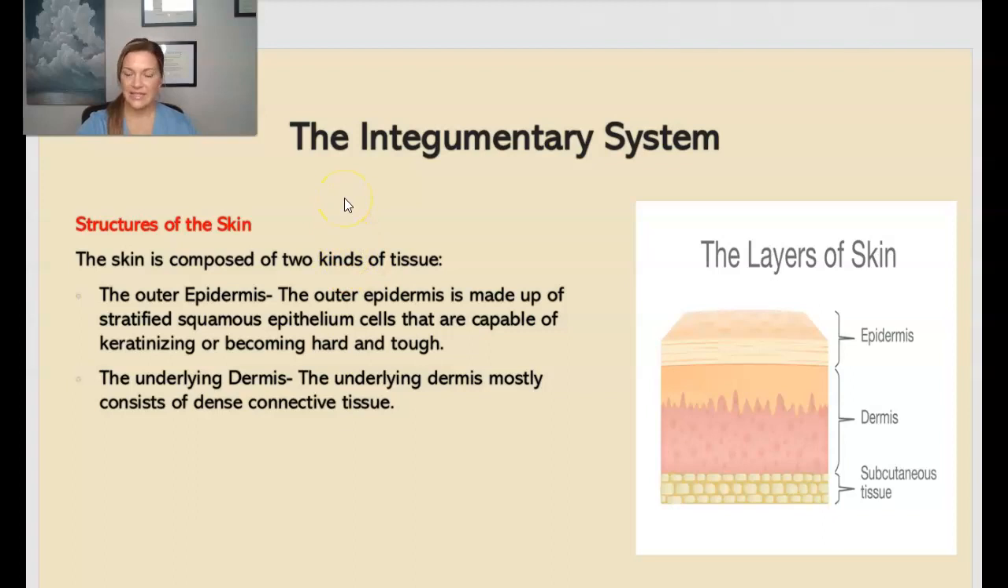So we'll start talking about the skin, structures of the skin. Now the skin is composed of two kinds of tissue, the outer epidermis and then the underlying dermis. So you can see here in this picture that the epidermis is the outer part of the skin, and it's comprised mostly of squamous epithelium cells, and that's capable of keratinizing or becoming hard and tough. Then underneath the epidermis, we have the dermis, and this underlying dermis mostly consists of dense connective tissue. Then underneath the dermis, we have the subcutaneous tissue, which is mostly fat.